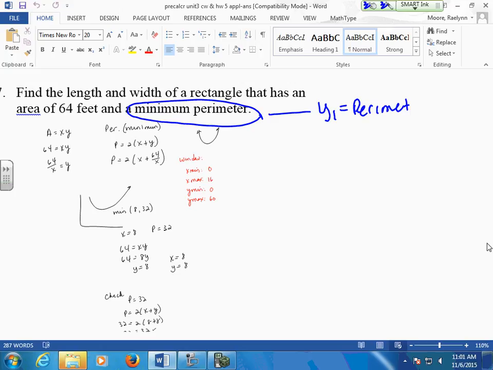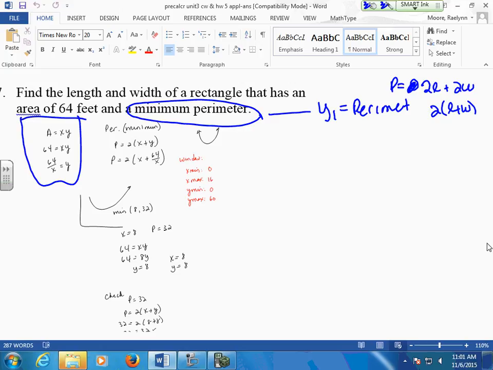So I've got my X and my Y. X is my length, Y is my width, or vice versa. It doesn't matter. And you have an area of 64 feet. So this is my first equation that's going to help me. Perimeter, 2 times the length plus 2 times the width, 2 times the length plus width.